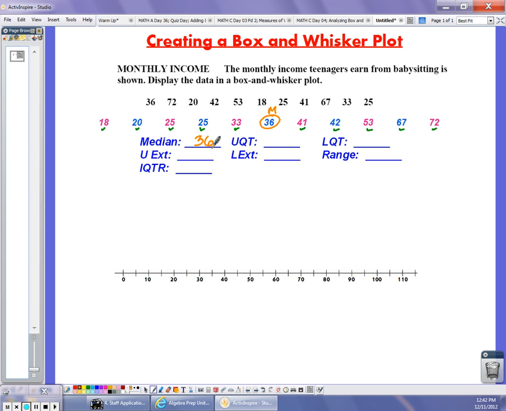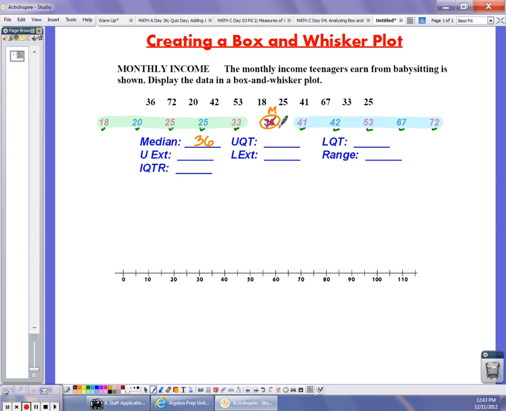Now we need to find our two quartiles. For our upper quartile, we're going to find the median of the upper half of our data, and that means from 41 to 72. To find our lower quartile, we focus on the lower half of our data, so that means from 18 to 33. Notice here we did not include our median. We never include our median when we're looking for our two quartiles.